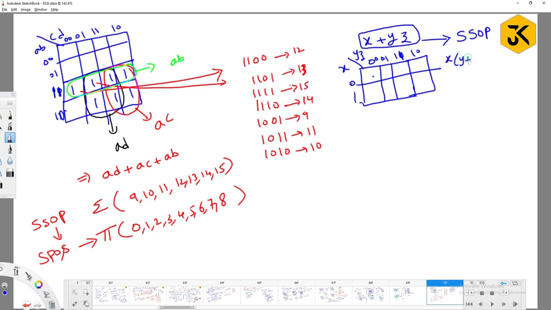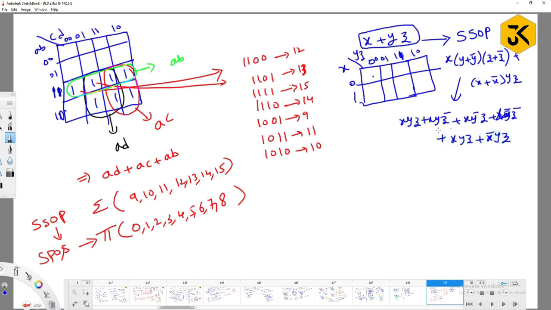X into y plus y bar, z plus z bar, plus x plus x bar, yz. Try to solve this one. You are going to get, I think, xyz, xyz bar, xy bar z, xy bar z bar is all done. 4 expressions, 4 combinations you are going to get. Then you are going to get xyz, x bar, yz. Right? Now through this expression you can represent.